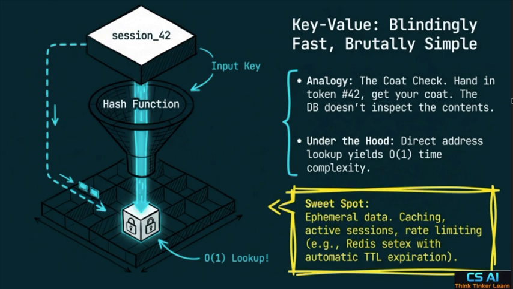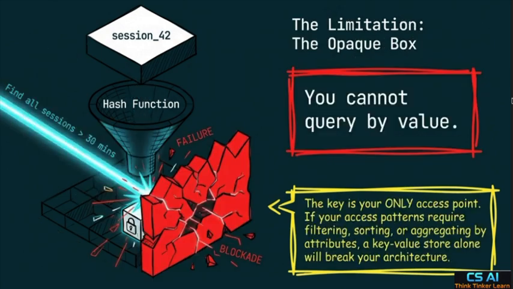This is where Redis shines, especially with its automatic TTL expiration. However, the simplicity of key value is also its greatest limitation. It is an opaque box. You cannot query by value. If you need to find all sessions older than 30 minutes, you can't just filter the data inside the box. The key is your only access point. If your access pattern requires filtering, sorting, or aggregating by attributes, a key value store alone will break your architecture. It's a specialized tool, not a general purpose one.